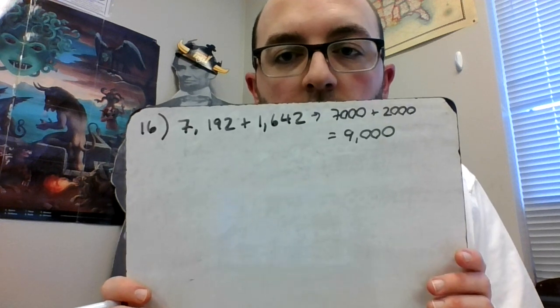Okay. Moving on, we go to page 28, 16, 17, 18, and 19. We are going to round and estimate. So round and solve. Number 16, we have 7,192 plus 1,642. Those round to 7,000 and 2,000. So our estimate is going to be 9,000. Okay, so I rounded to the nearest thousand and then added.